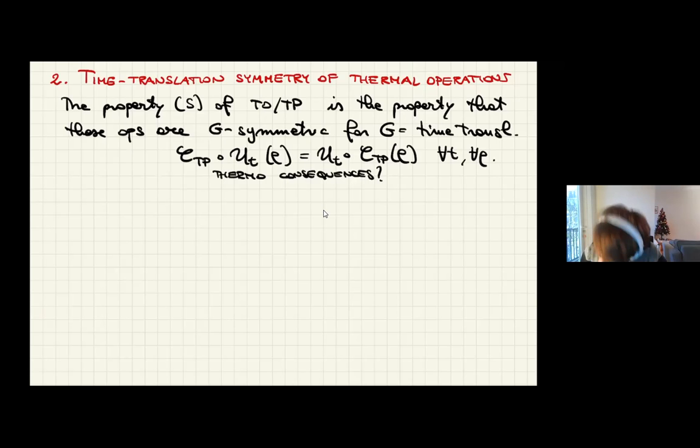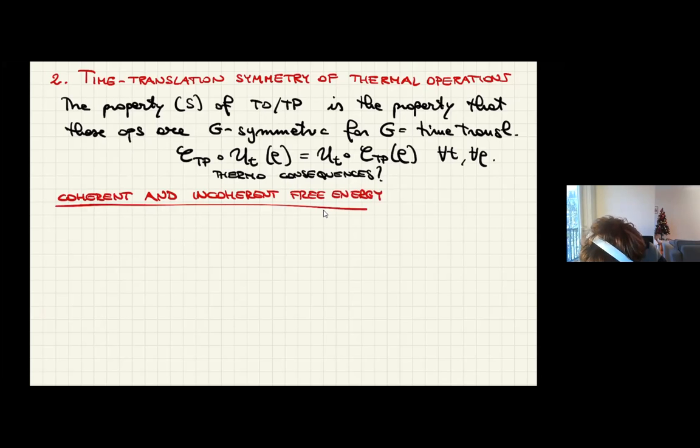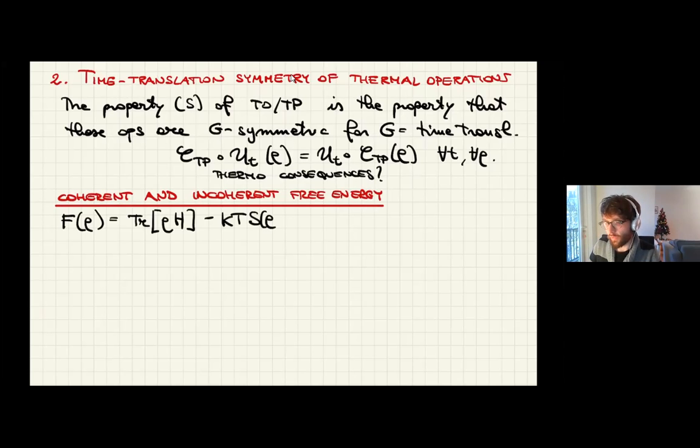Let me start with one, and then we will have a break, which is about the idea of splitting the free energy that you've seen several times, I think, by now, into a coherent and incoherent part. So coherent and incoherent free energy. Right. So quick reminder, the quantum non-equilibrium free energy is the average energy of the system minus kT times the von Neumann entropy. Okay, and this is reflecting the same expression that we know classically.